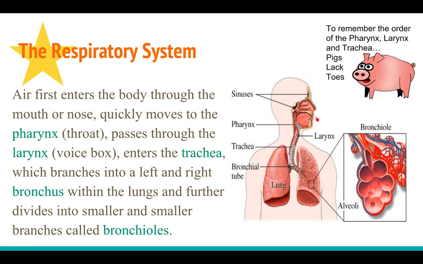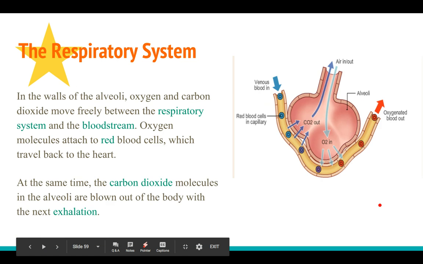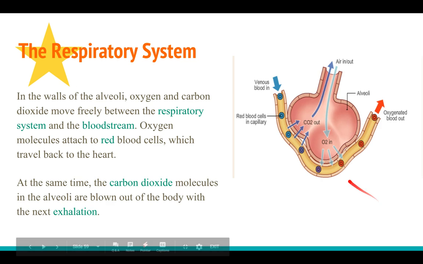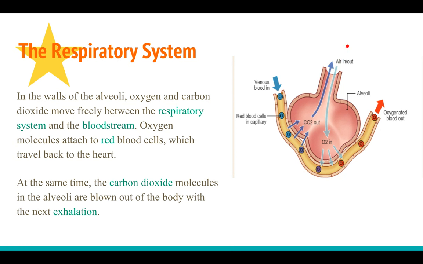So we've got the sinuses. This is where your air comes in through your nose and your sinuses, where it gets filtered and warmed. And your pharynx, your larynx, your trachea, your bronchial tube. Then once it gets into your bronchial tube, if we look up close, it goes into your bronchioles. And then finally, the wonderful alveoli, which is where the oxygen actually gets exchanged for carbon dioxide. So if we blew up this little picture, this is the alveolus.